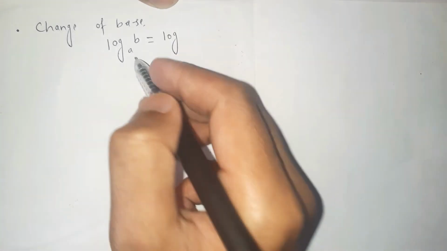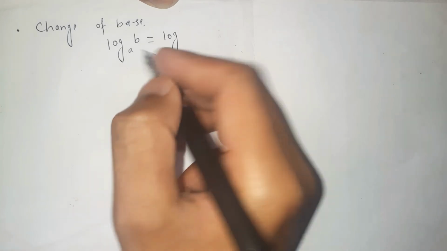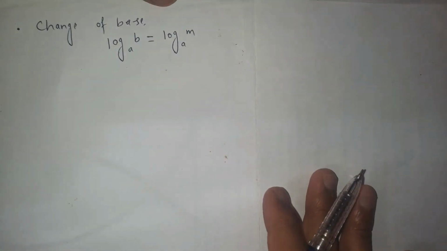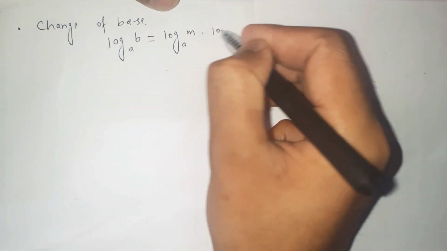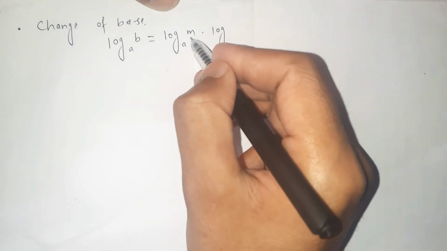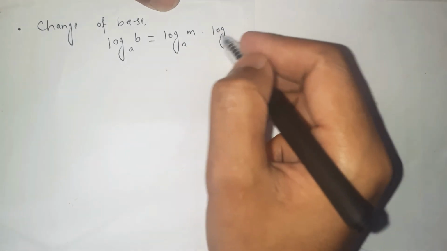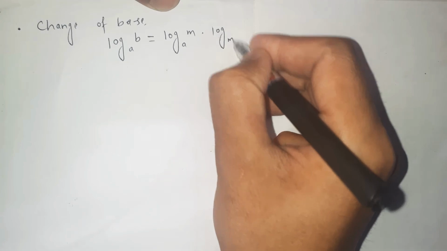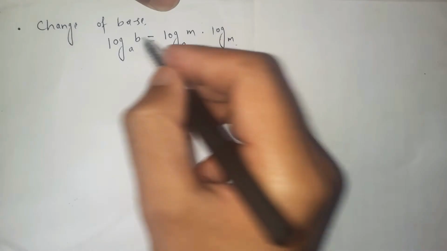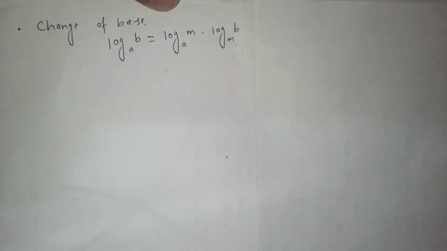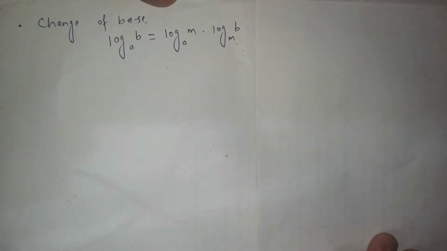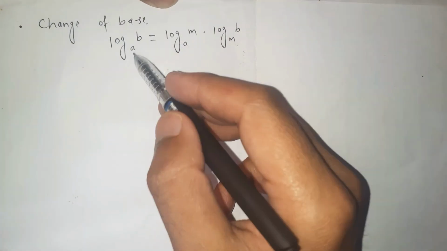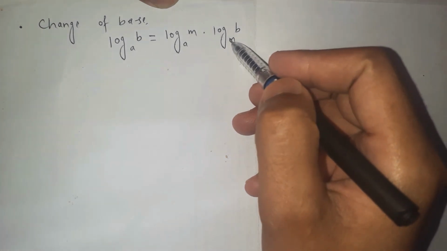Log of the same base. Log with the same base a of any number. Here, m is taken as any number, and the times log with base m. Here we take m as any number, so we have to take the log with the base that number m of log with base m of this number b. This formula, this property is called the change of base property of the logarithm. Here we just change the base a into the base m.